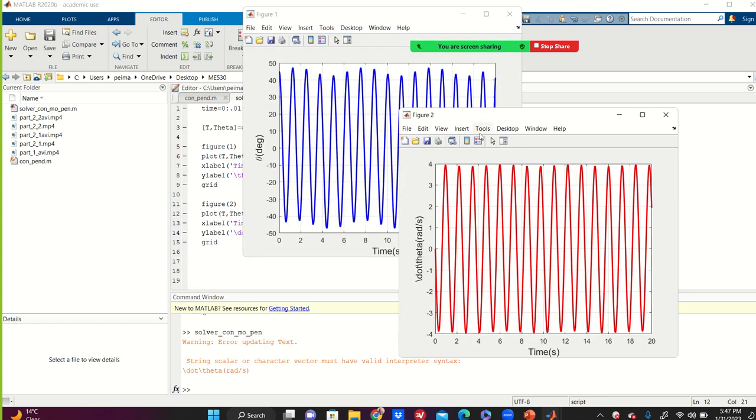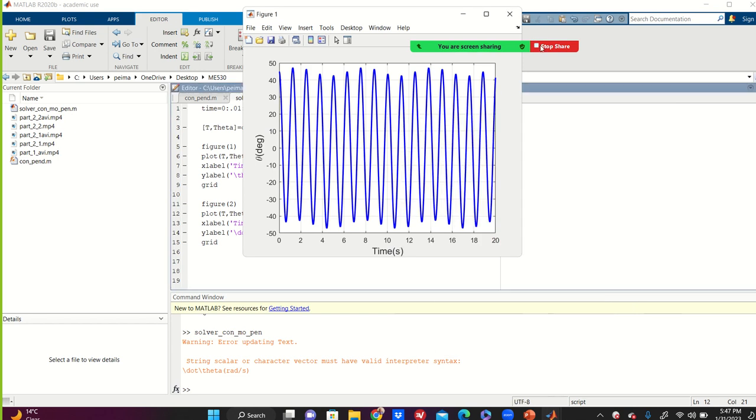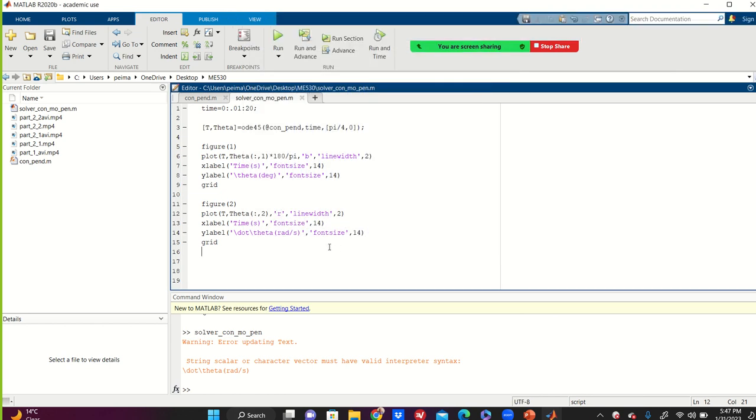So this is the angle of the pendulum based on the disturbance. It has uneven amplitude, and this is the angular velocity of the pendulum in radian per second. So now I want to make a movie of that, because I told you at the end of the semester we're going to design a controller. I'm going back to this example.